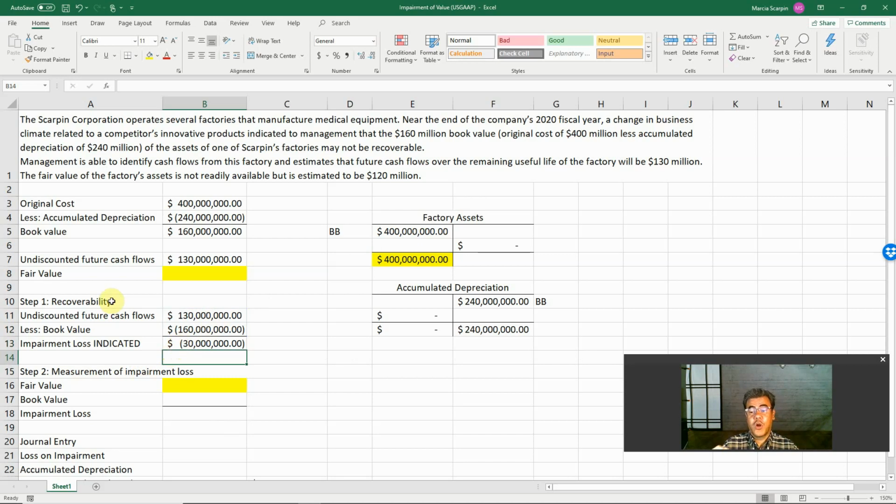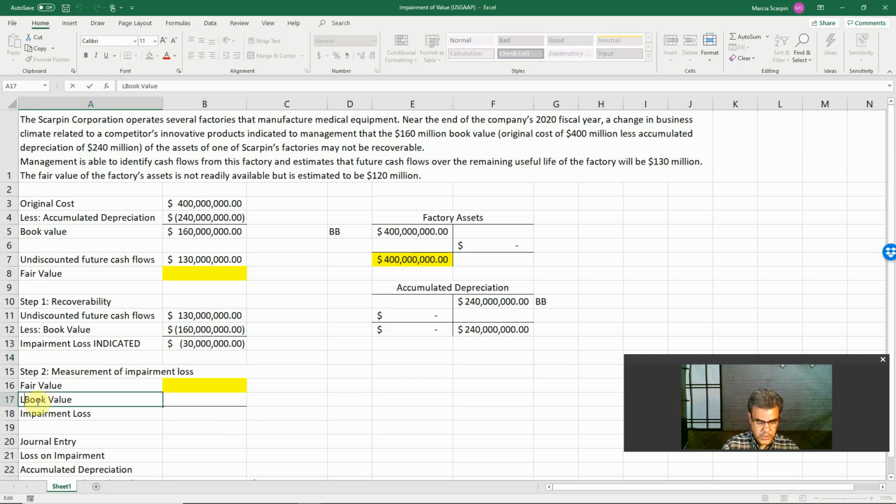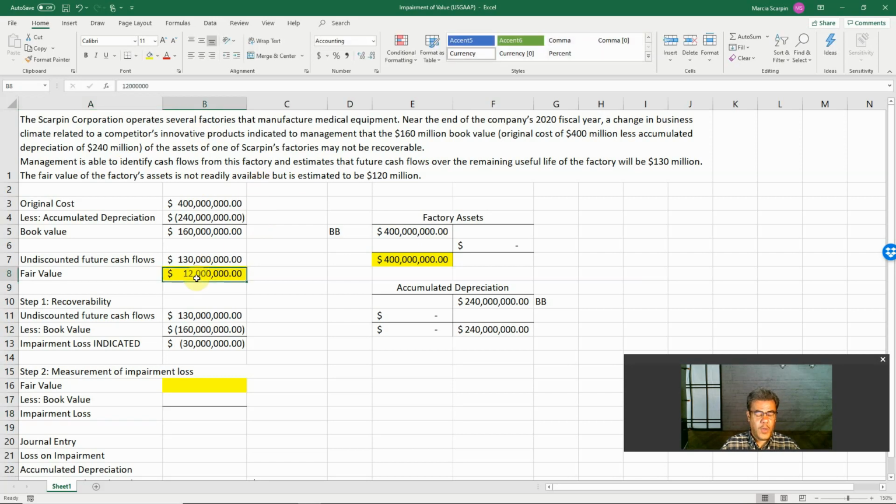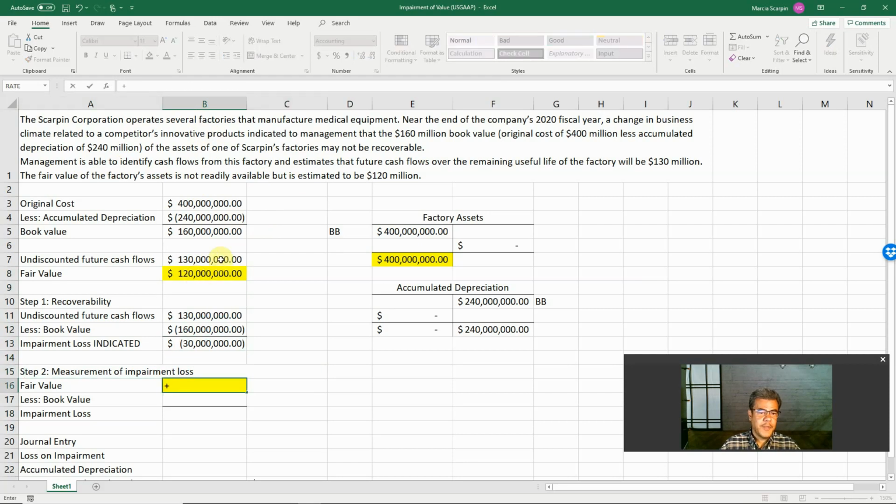Step number one, we use only to see if we have a loss or not, so if we will go on or not. Okay, how much is the fair value? The fair value of factory assets is not readily available, but is estimated to be $120,000. So what do we have here? Step number two, fair value less book value. Book value 160 and our impairment loss 40.